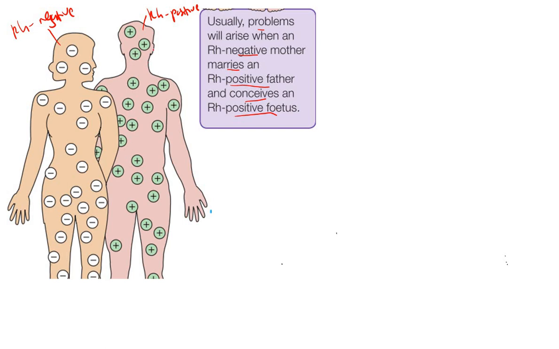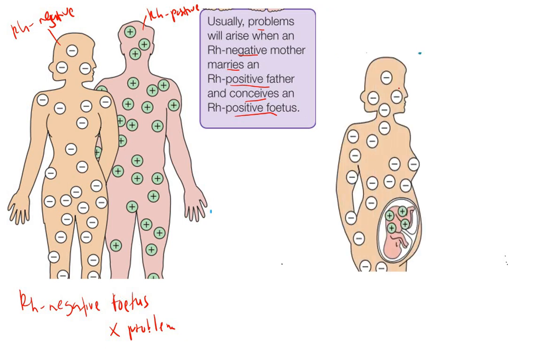So now, if the mother is pregnant with the Rh negative fetus, no problem. No problem will arise because the Rh of the mother is the same as the Rh of the fetus. But the problem will arise when this Rh negative mother conceives the Rh positive fetus. Why?